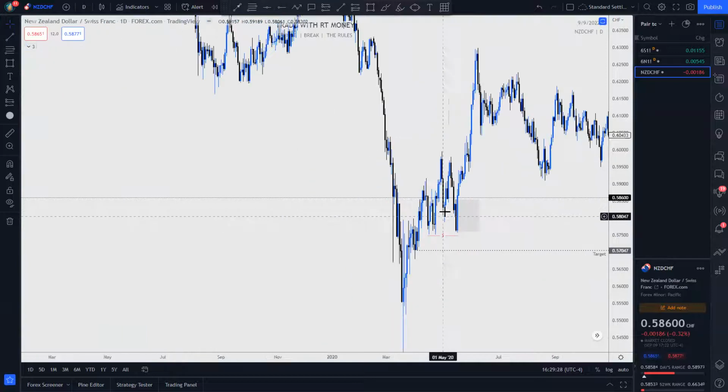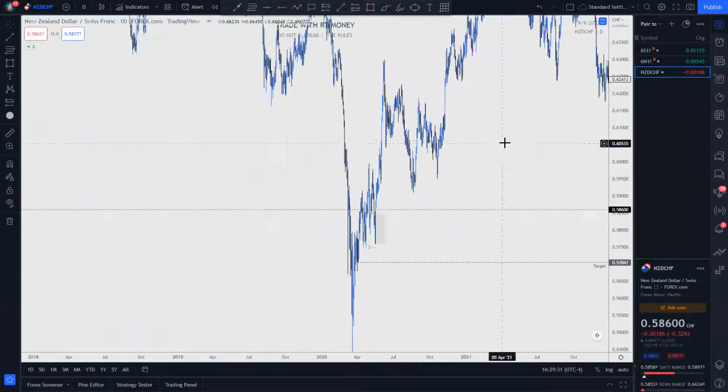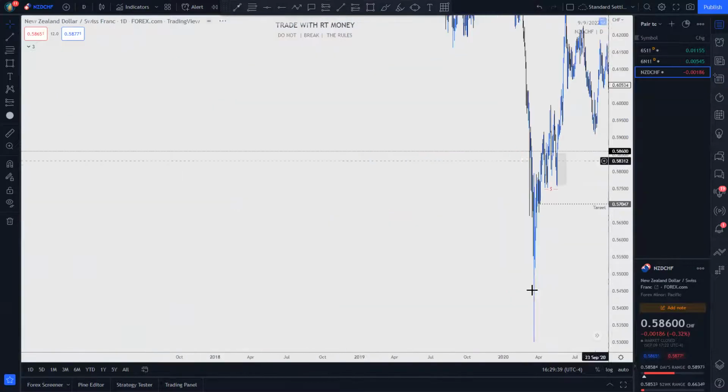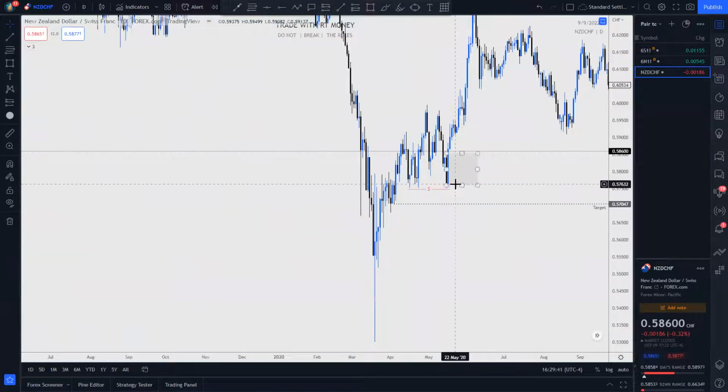Do I expect a big reaction? No, I don't. You know why? A reaction of some kind, yes. But I do believe this will fail. Why? Because it's built on relative equal lows. There's a lot of liquidity for price to come and get as it approaches the target.